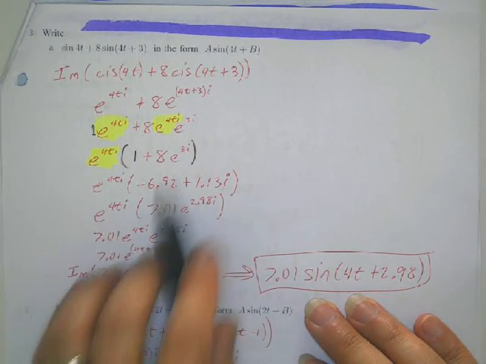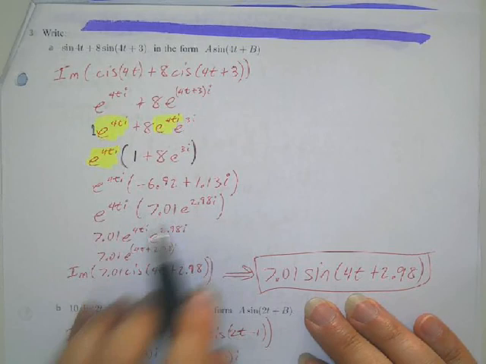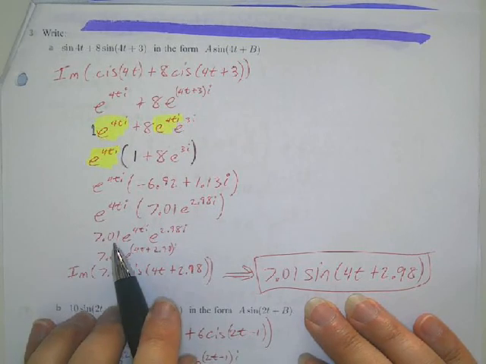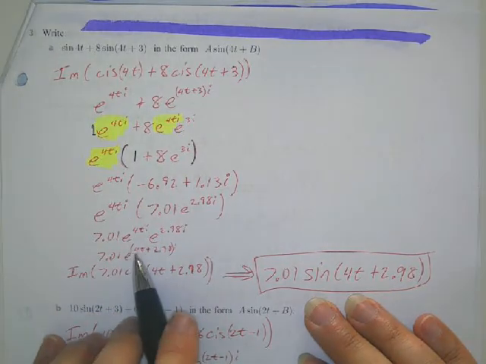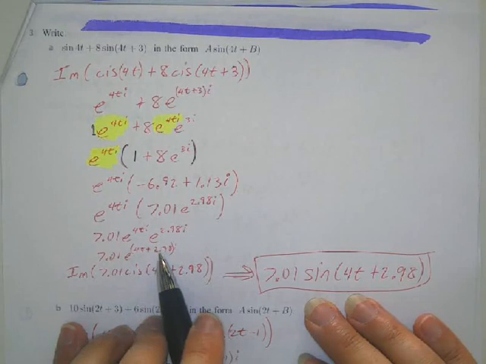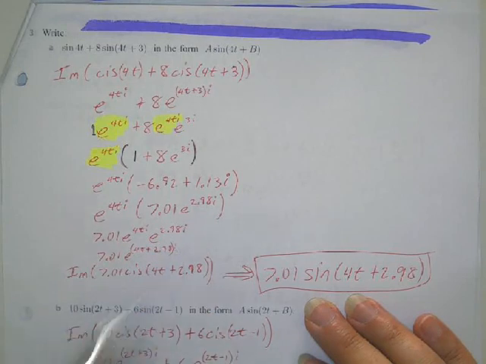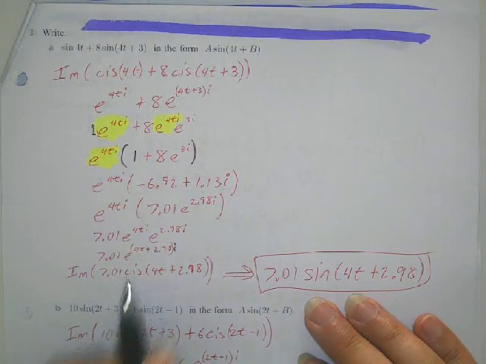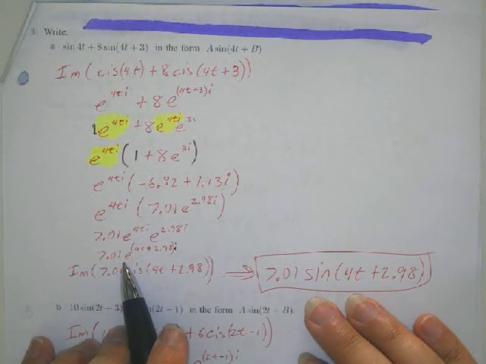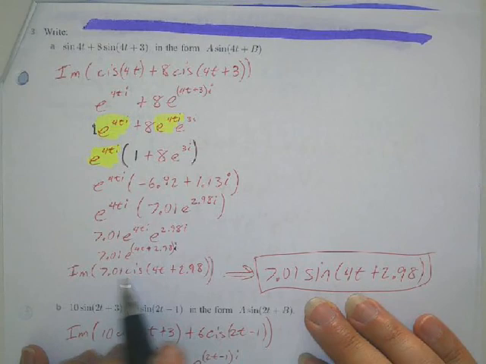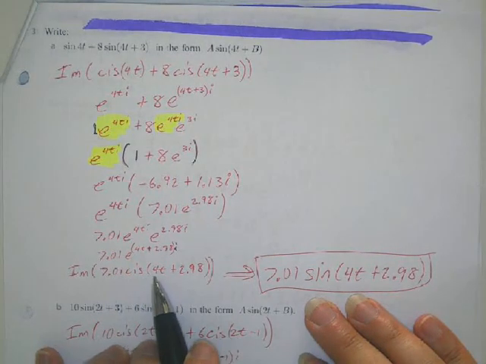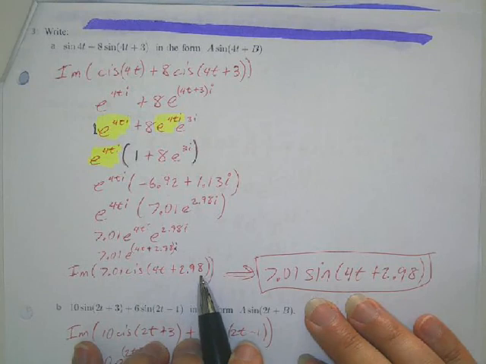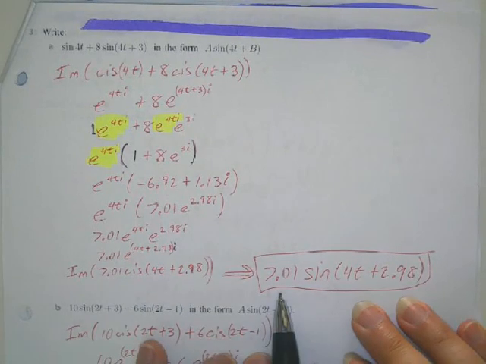Convert it to Euler form. On the calculator, we get this. Rearrange, put the 7.01 in there first, and then simplify this. We have e to the power of (4t plus 2.98)i, and then rewrite this in polar form with cis. So we have Im for the imaginary part, because we've got sine, 7.01 cis (4t plus 2.98). Okay, and then we've got our final function.